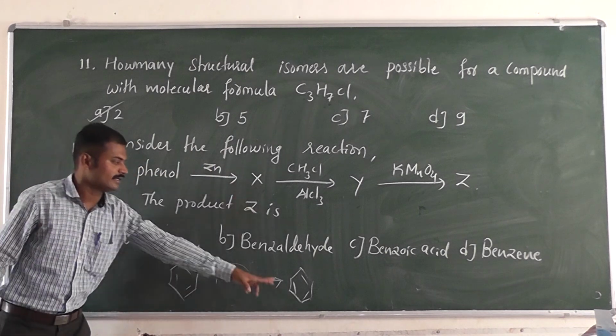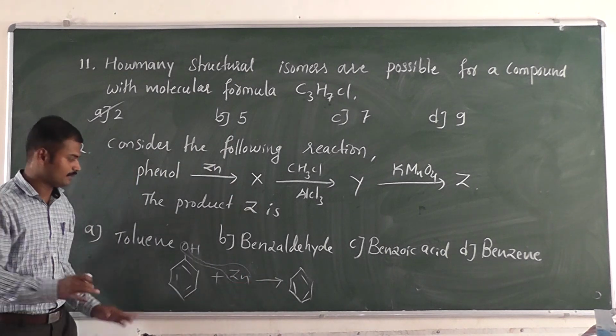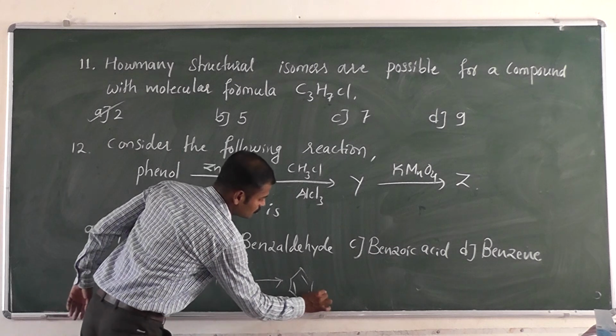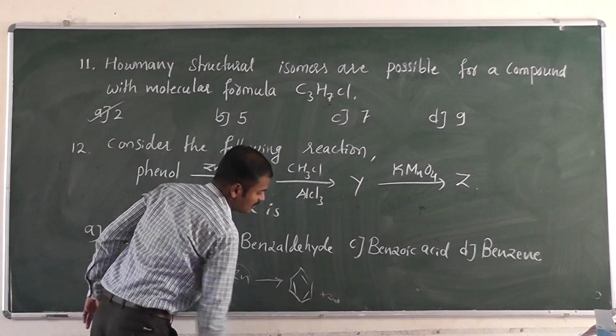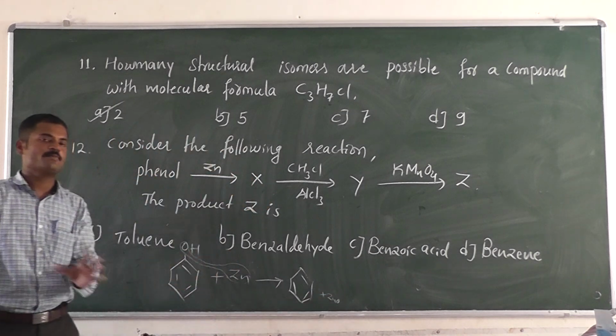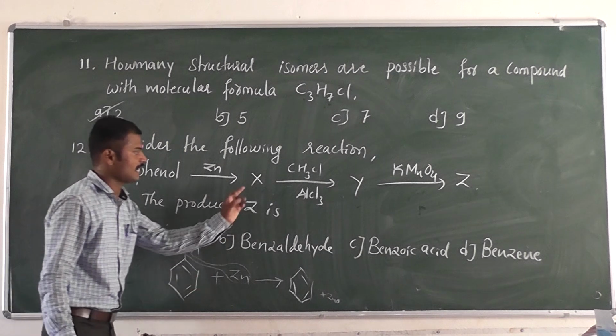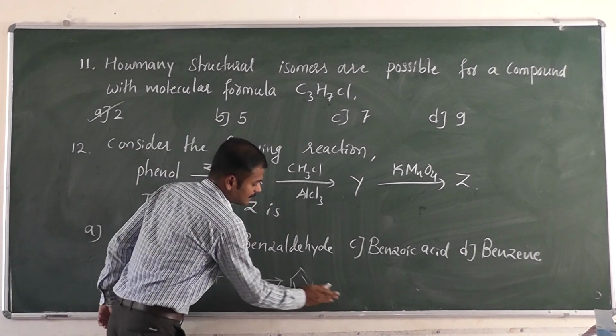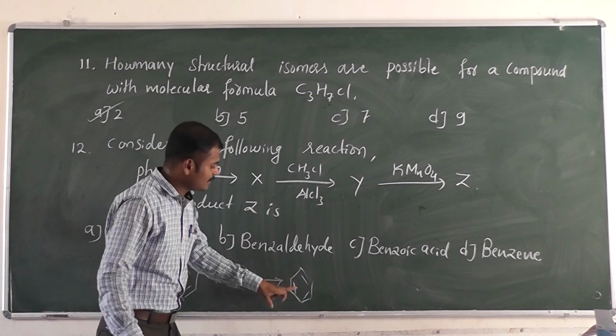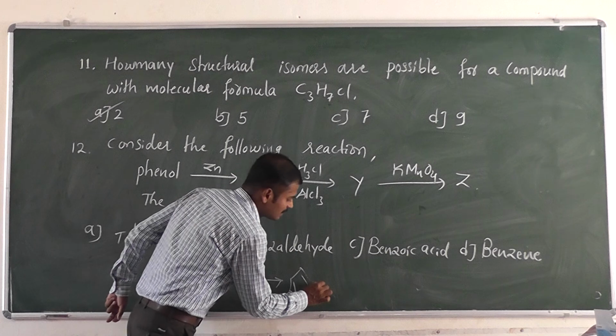So X I have written. X, what is X? Here benzene ring plus ZnO. So what is the byproduct? ZnO, it is not required. So just the product, the important product we require. So that is X. This X, that means benzene ring, reacts with again what?